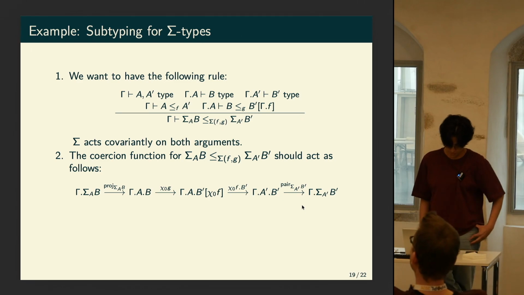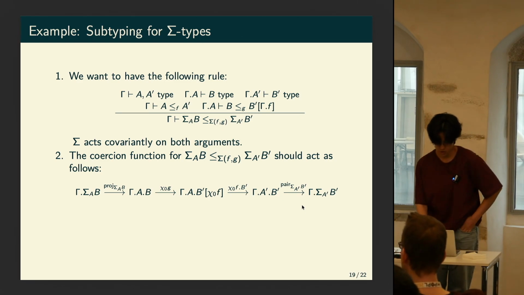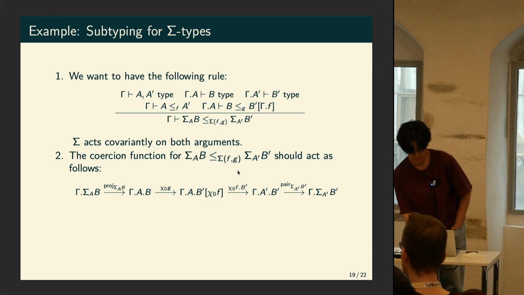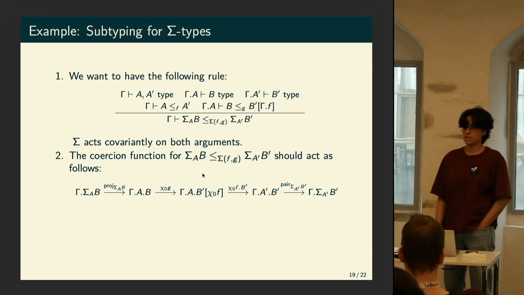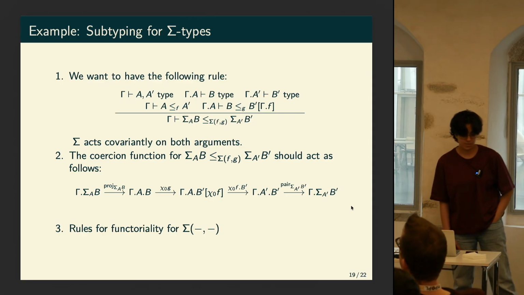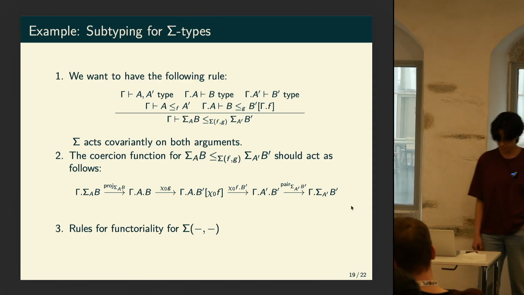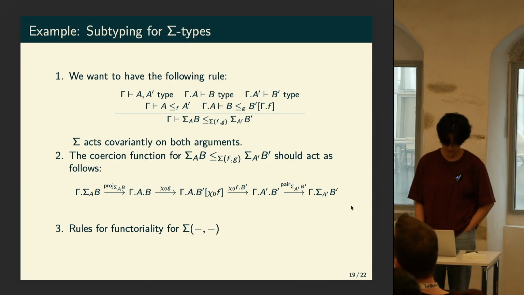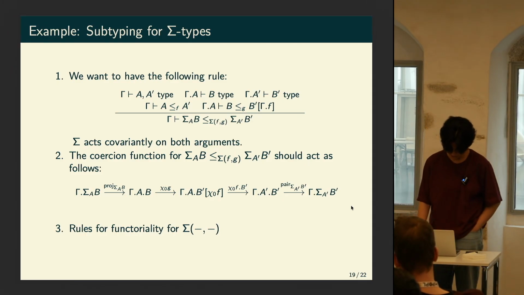So we also add this rule that the coercion function for this subtyping relation, which was what I showed you before, the comprehension, actually does this. And we also add rules that say sigma is functorial. Yes, so this is how we get the subtyping stuff for sigma types.